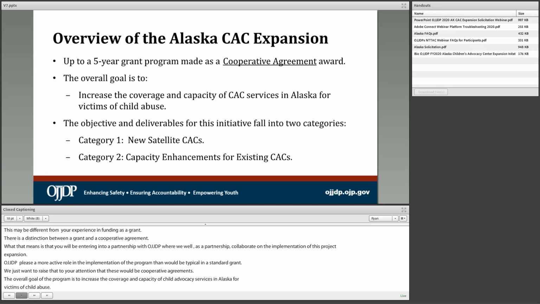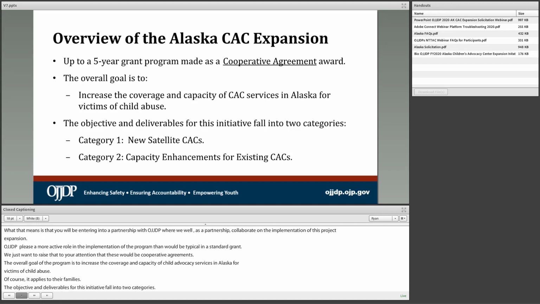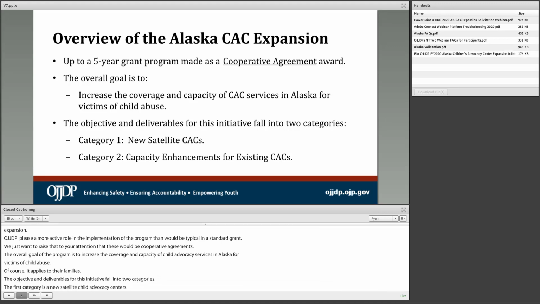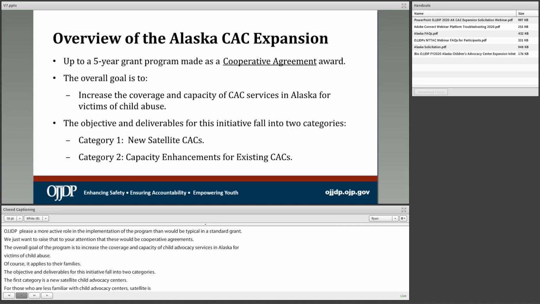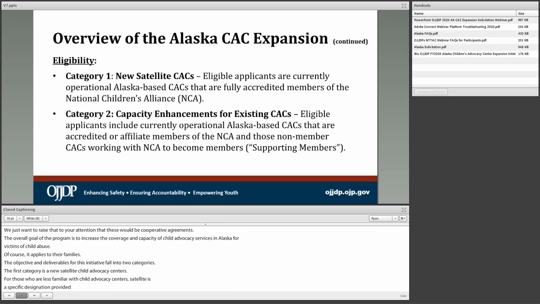And for those who are less familiar with child advocacy centers, satellite is a specific designation provided by the National Children's Alliance, which is the national membership and accreditation organization for child advocacy centers. And I will talk a little bit more about that in a minute. The second category is capacity enhancements for existing child advocacy centers.